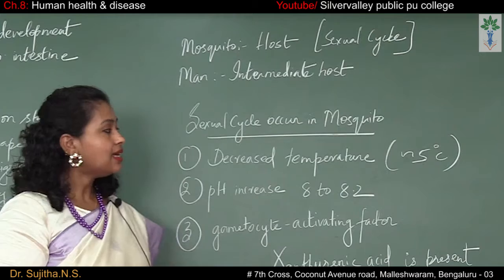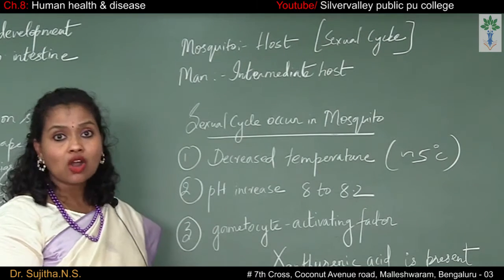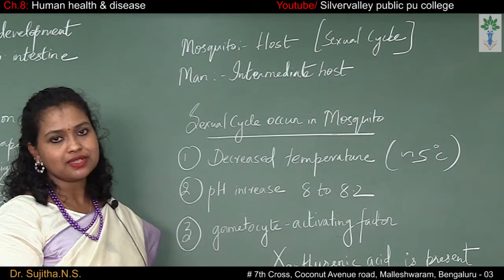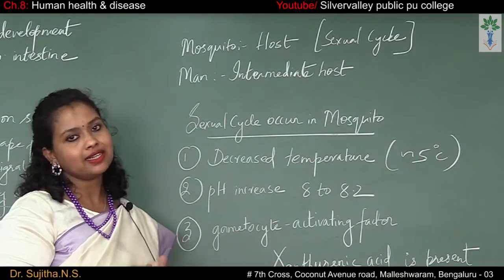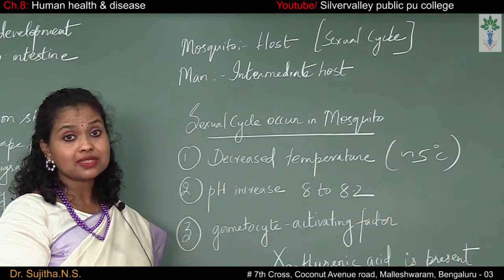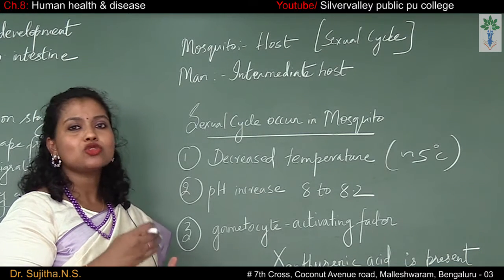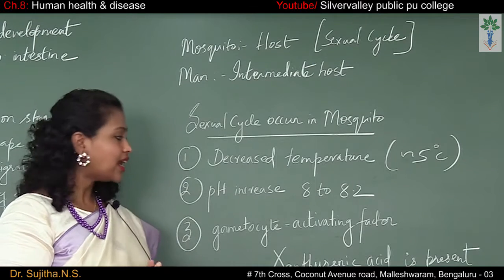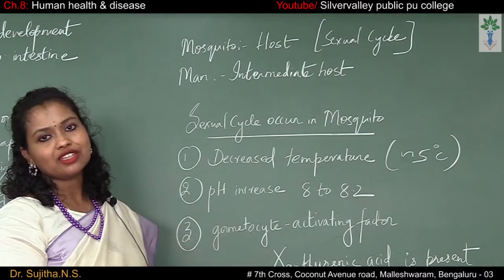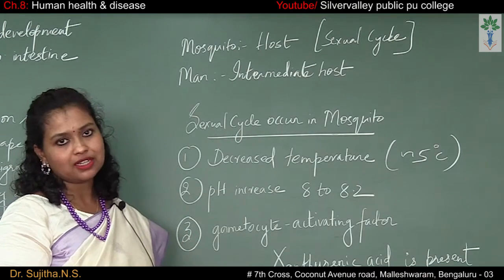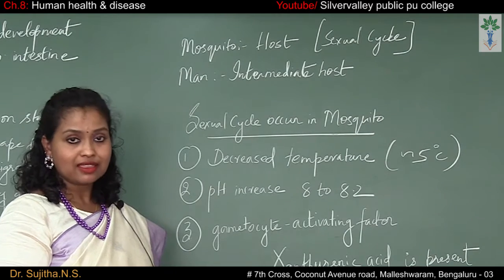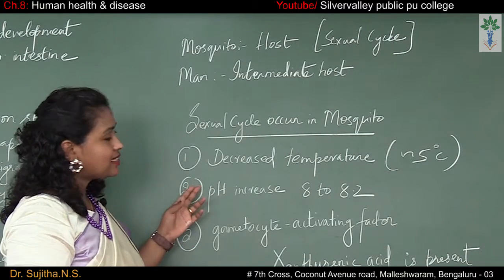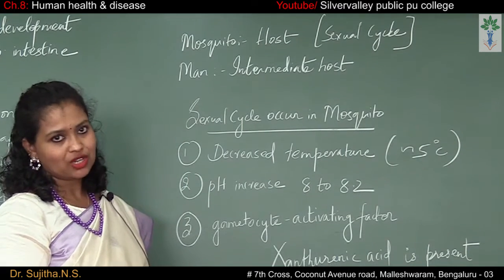Now, the reason why sexual reproduction does not occur inside the body of human beings is because of an increased temperature inside the body of humans, and even the pH is very low. Apart from these things, the enzymes which are needed for the development of the gametocyte are also not present in the body of the human beings. Therefore, the sexual cycle occurs in the body of the mosquito.